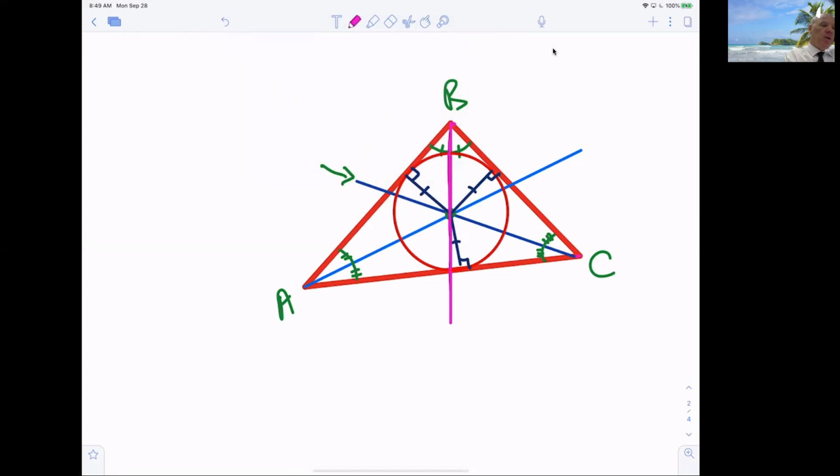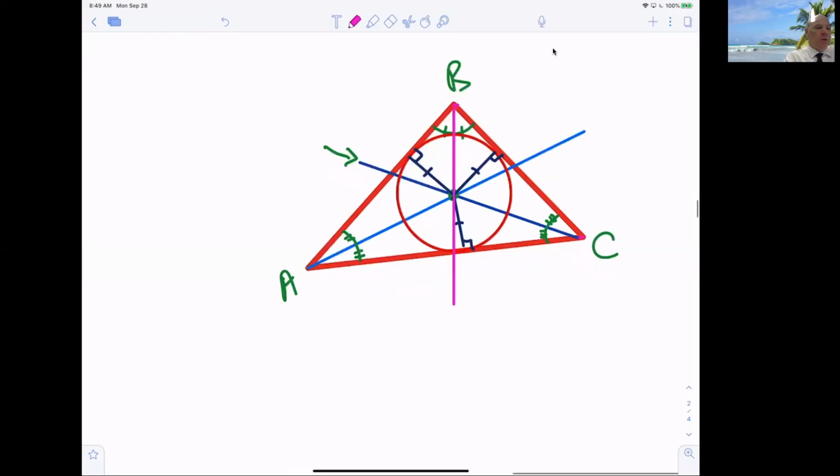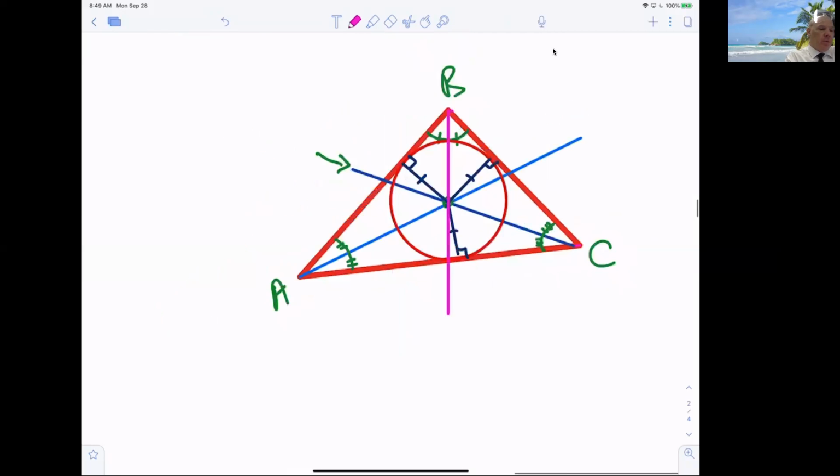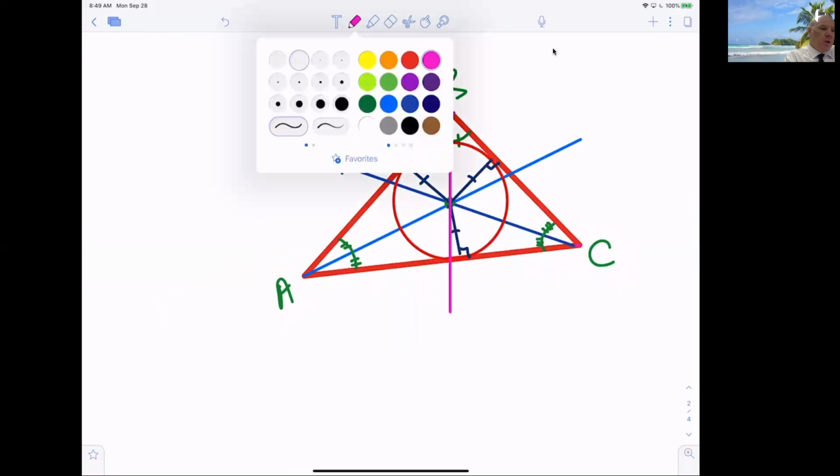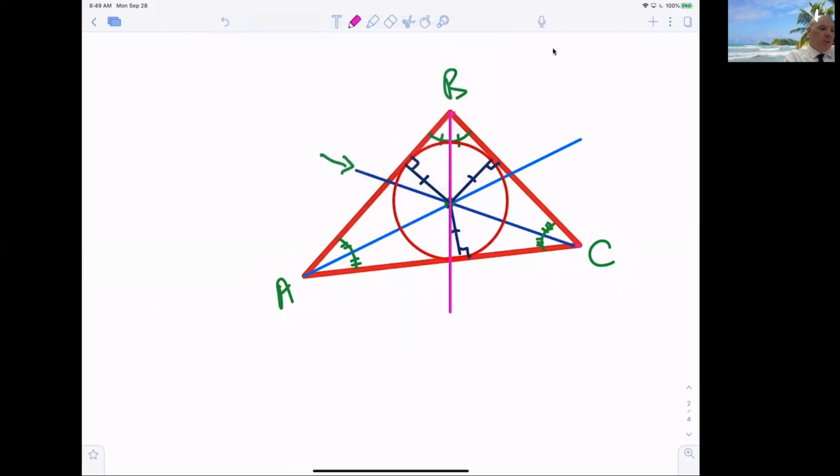Is it perpendicular to the opposite side? No. So that can't be the distance from the incenter to the side. All right, hopefully you understand what I'm saying. Let me blow this up a little bit while I can. This line down here is not the radius of the circle. That's what I'm trying to tell you. This blue line right here is not the radius of the circle. That's not what's creating the circle.